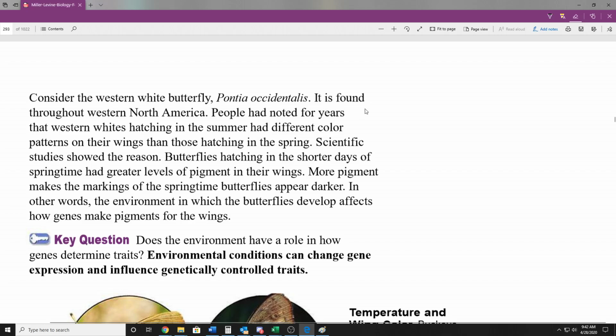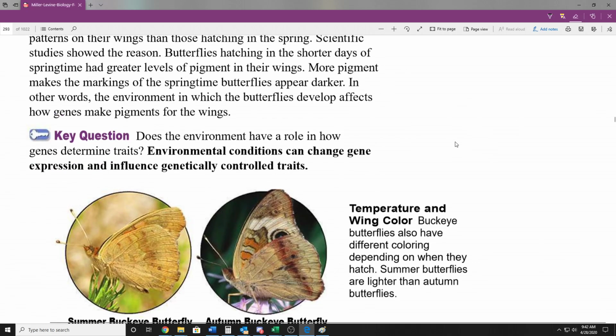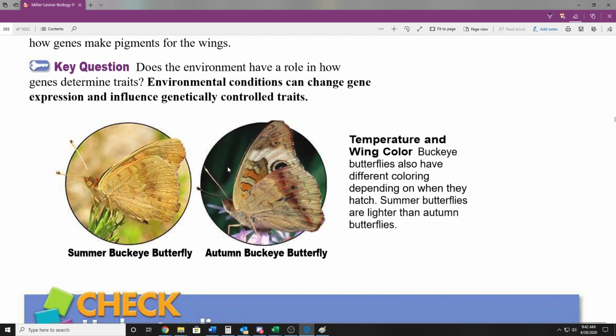Basically, they will mate and lay eggs and reproduce in different seasons. So they'll reproduce in the summer, they'll reproduce in the fall, they'll reproduce in the spring. And what happens is we get different wing colors of these butterflies depending on what season they are born in. So this is interesting. Individuals that might have completely identical genotypes will have different phenotypes or different appearances depending on the time of year that they're born.